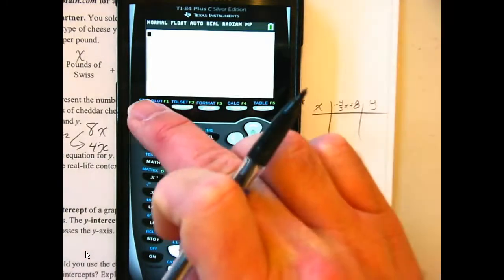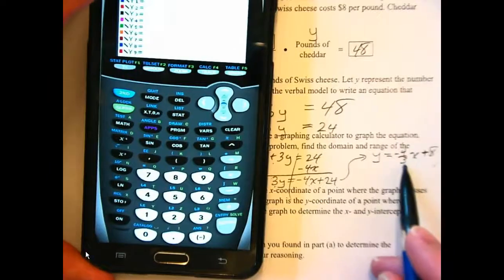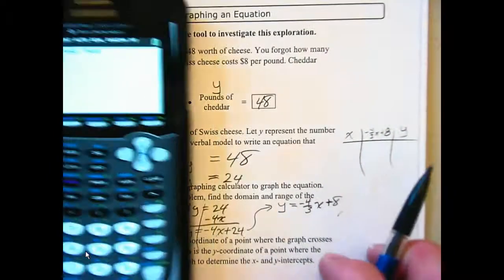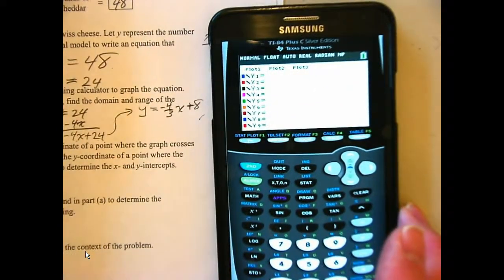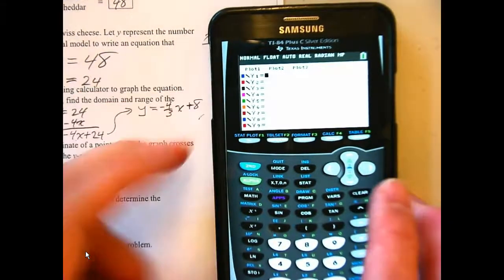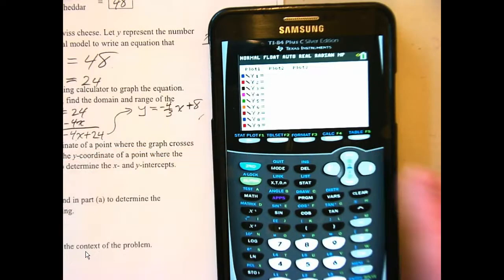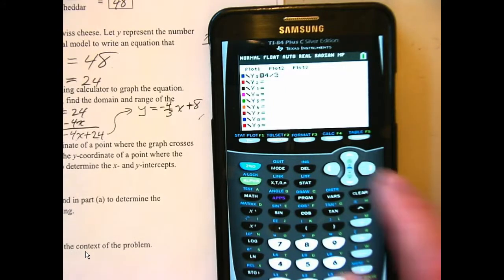Now if we go to y equals, the benefit of having an equation in y equals form is you can use your graphing calculator. You can also make your cool table. We can put in negative 4/3 x plus 8. A lot of students ask, how do you put your fraction in? There's a way to do it with the fraction button, but you could also just go 4 divided by 3.